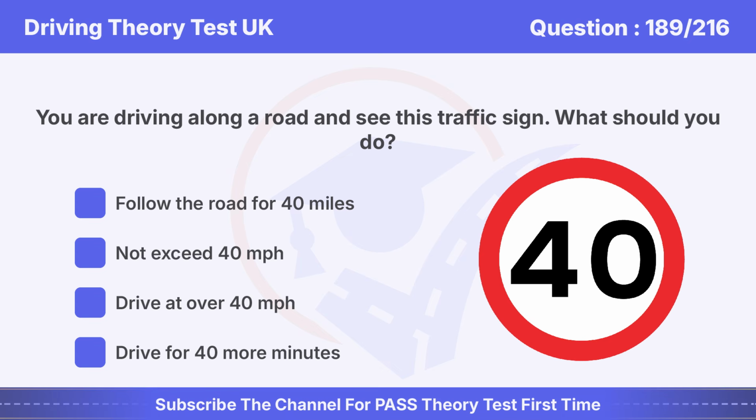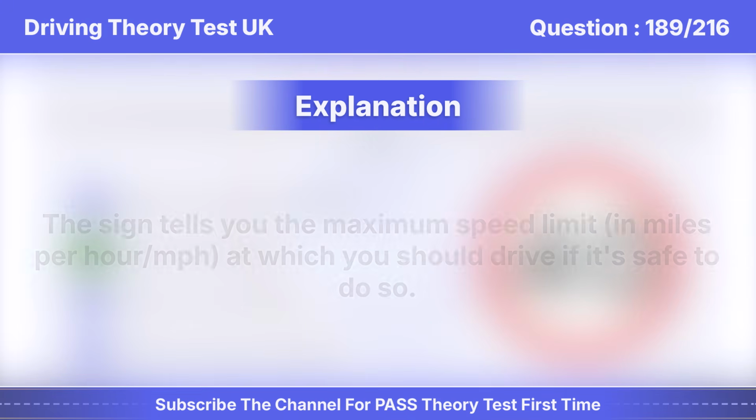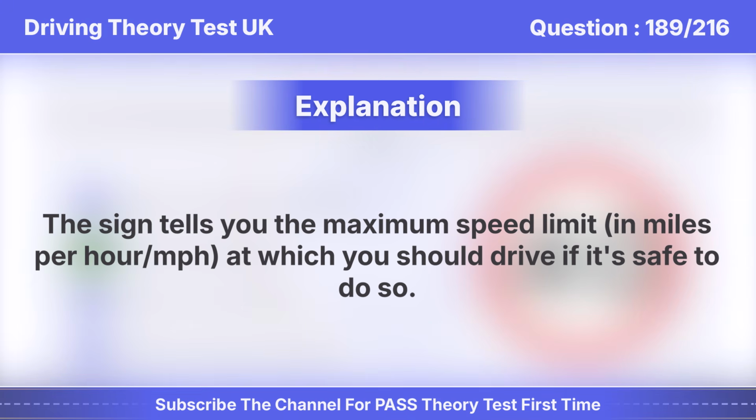Question 189. You are driving along a road and see this traffic sign. What should you do? Answer is B. Not exceed 40 miles per hour. The sign tells you the maximum speed limit, in miles per hour, at which you should drive if it's safe to do so.